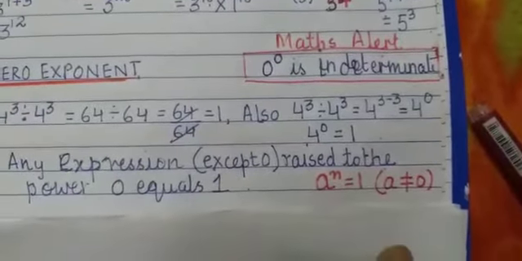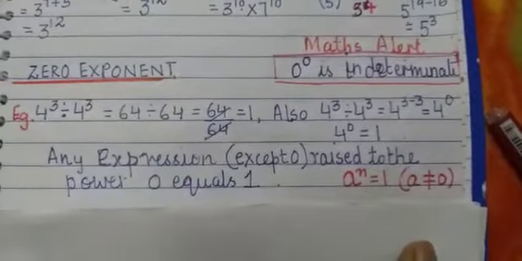Now, you know any expression except 0 raised to the power 0 equals 1. It means a to the power 0 is equal to 1, where a should not be equal to 0. And one more thing you must know, 0 to the power 0 is indeterminate. So we all must know that 0 to the power 0 is not 1. It is indeterminate. Is it clear to you?